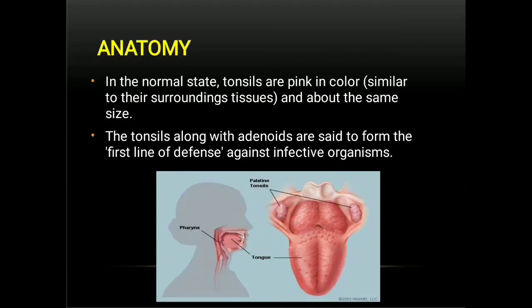Anatomy. In the normal state, the tonsils are pink in color, similar to the surrounding tissues, and are about the same size. The tonsils along with adenoids are said to form the first line of defense against infective organisms.